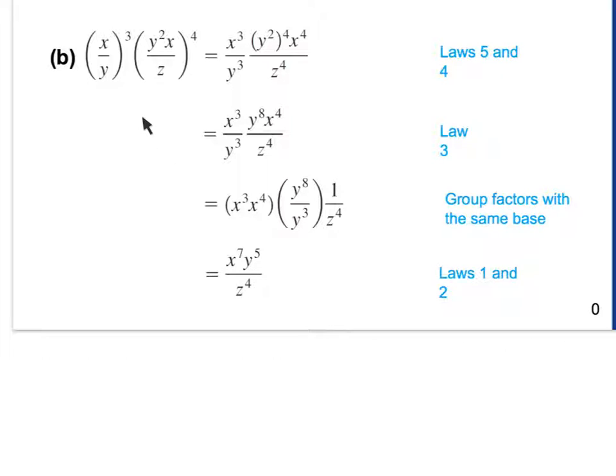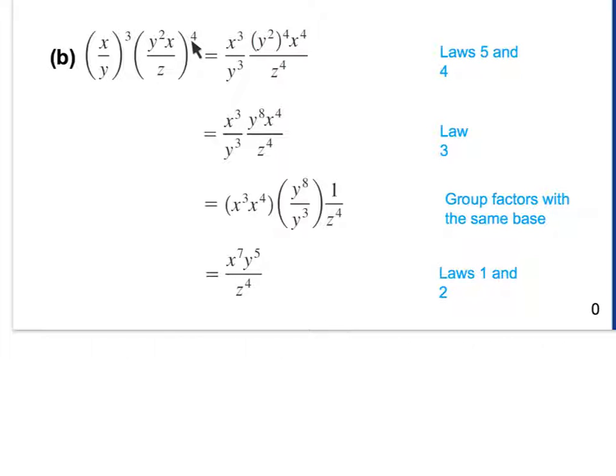Okay, here's an example using variables, but we have x over y cubed times y squared x over z to the 4th. And what we're going to do is give x and y that third power based on our laws when we're dividing, in the base. And then we're going to give y squared that 4th power.